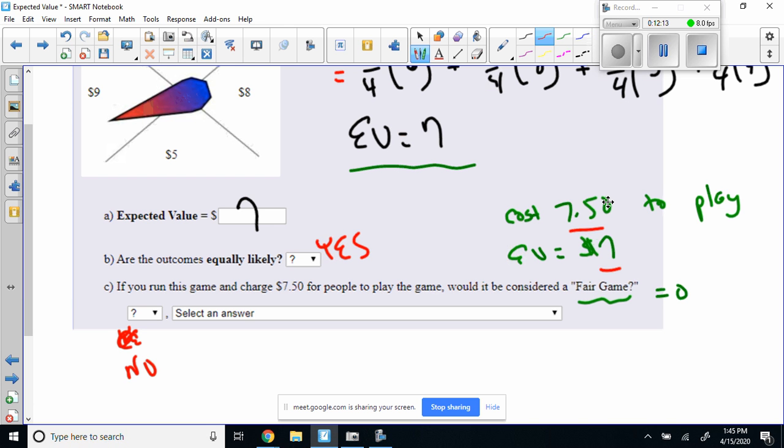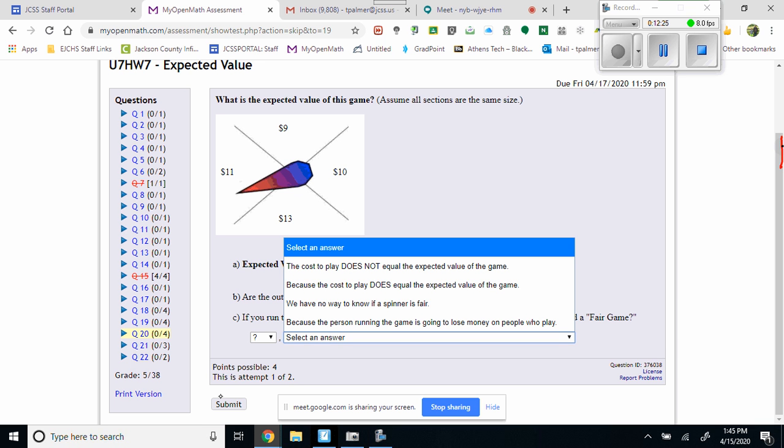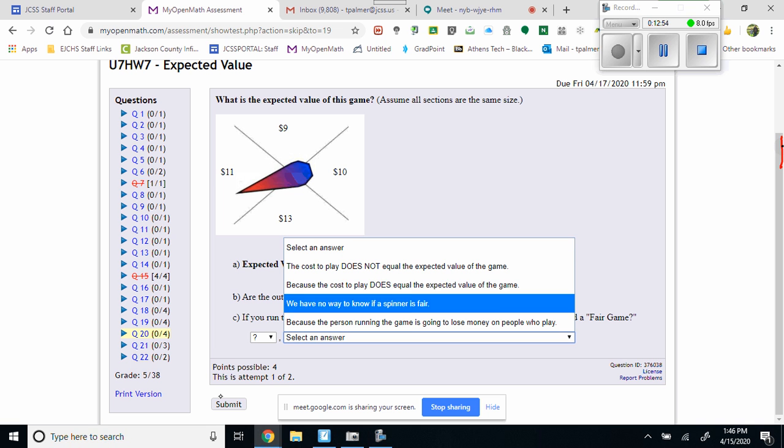But I think your choices are, I don't know what your choices are. Let's sit here and go. I think your choices are, the cost to play does not equal the expected value, the cost to play does equal, and we have no way to know if the spinner's fair. The spinner's going to be fair, because the person running the game is going to lose money on people who play. Not if they charge $7.50, they don't, right? Not if the cost to play is greater than 7, right? So those are the things.